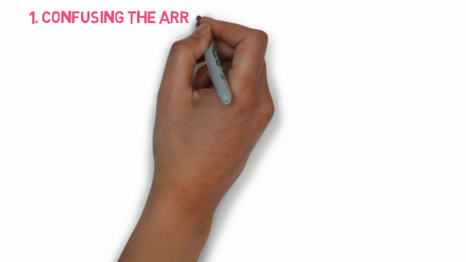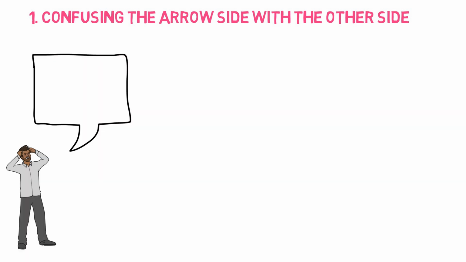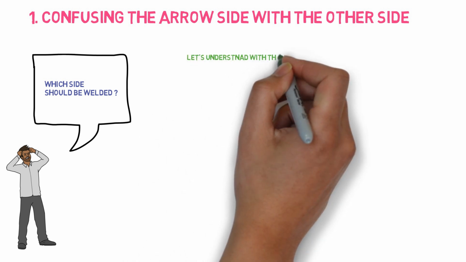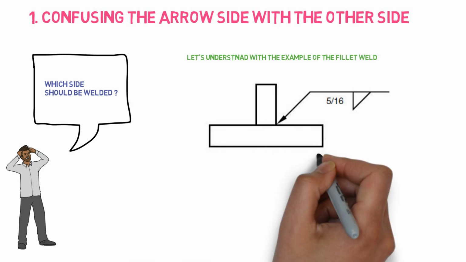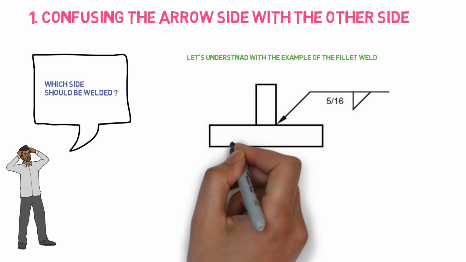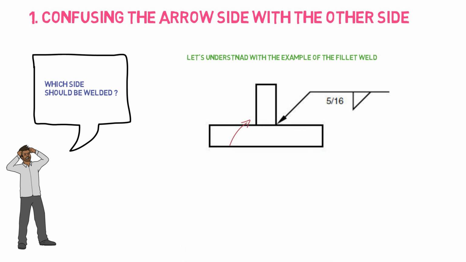So the first and most common error with the welding symbol is confusion about the arrow side versus the other side. There is always a doubt or question after seeing the welding symbol: which side should be welded first? Let's understand this with an example. In this joint connection, along with the weld symbol, you can see there is a 5/16 fillet weld. Now, should side A be welded based on this arrow, or side B?